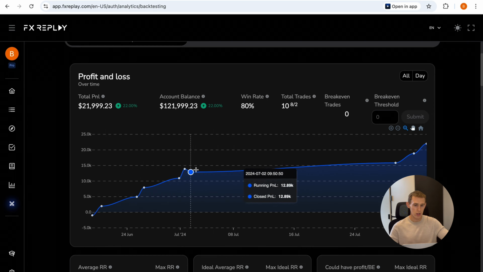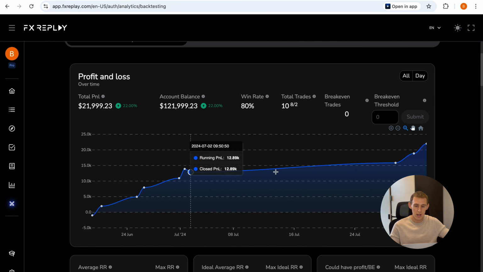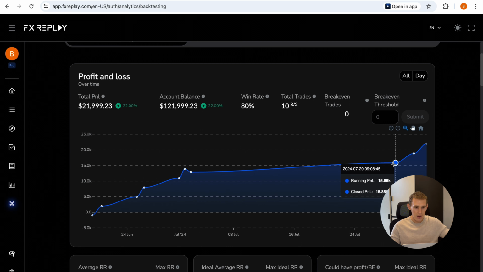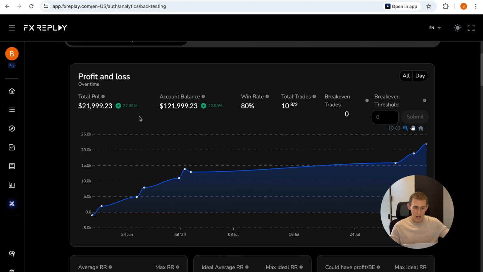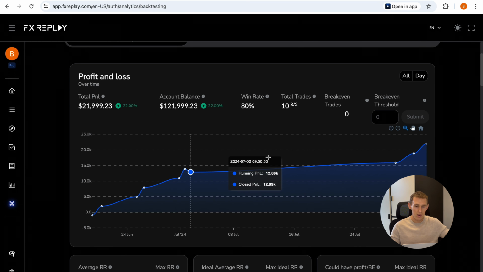Here you can see we went from the 2nd of July to the 29th of July, and we only took 1 trade in between that period, but we still managed to make 20% across that 2-month period. So solid results so far, guys.